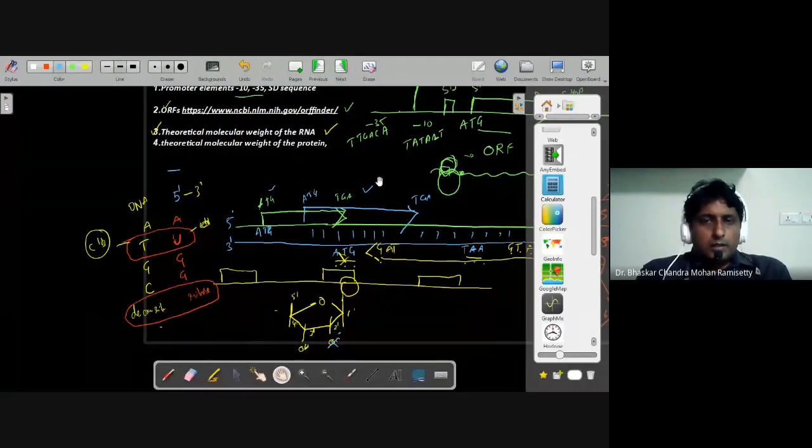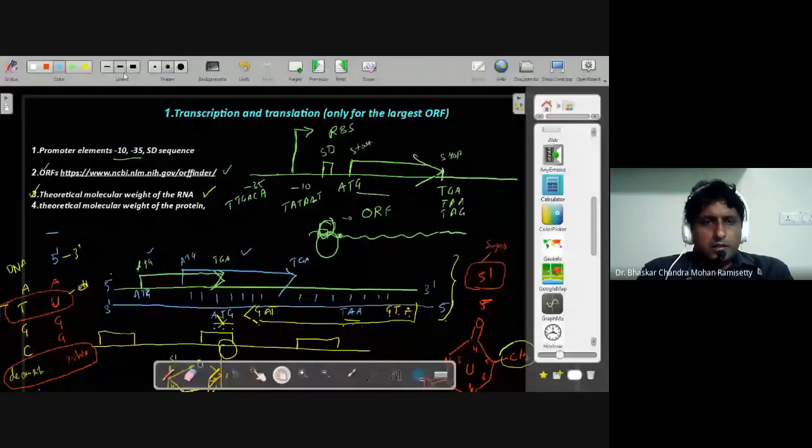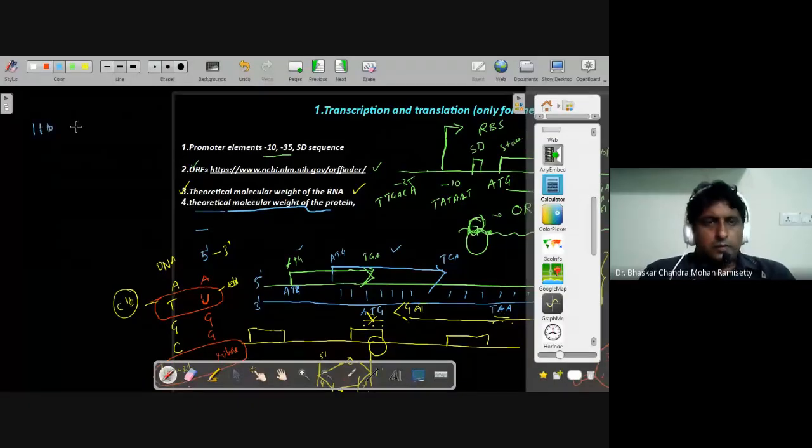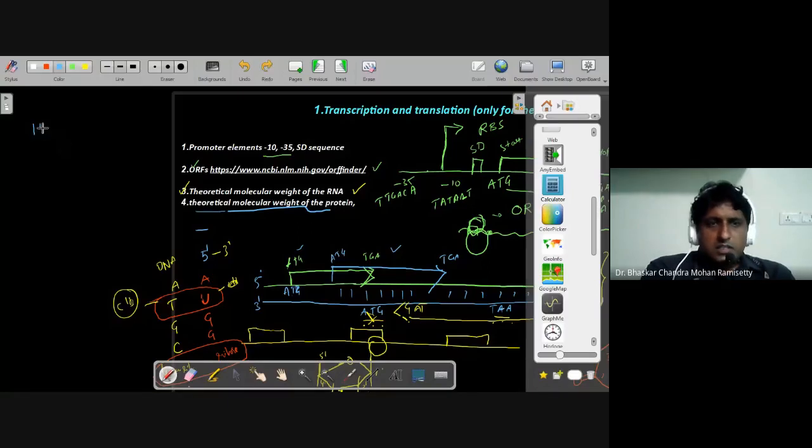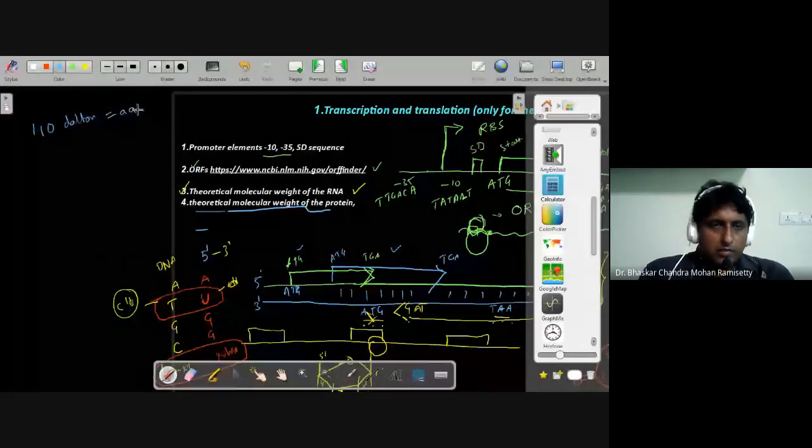I think the last one is that you should be able to figure out a theoretical molecular weight. How can you calculate the molecular weight of a protein? The simplest one, I think some of you I might have discussed, you always have to remember this number: 110 daltons. That is the average molecular weight of an amino acid. It's not any particular amino acid. It's the average molecular weight of any amino acid that we think. That's how it's an average.